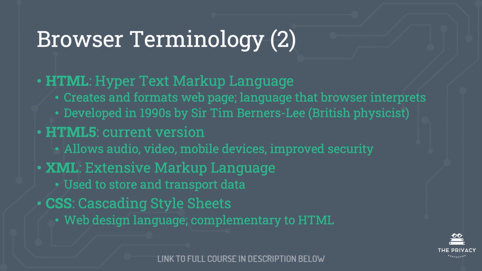XML stands for Extensible Markup Language. This is a language that's used to store and transport data. And CSS stands for Cascading Style Sheets. This is another programming language for web design that is complementary to HTML. And often web designers will use CSS and HTML together.